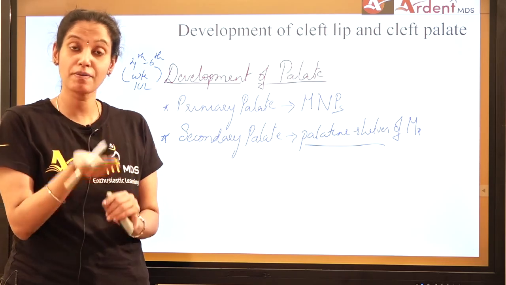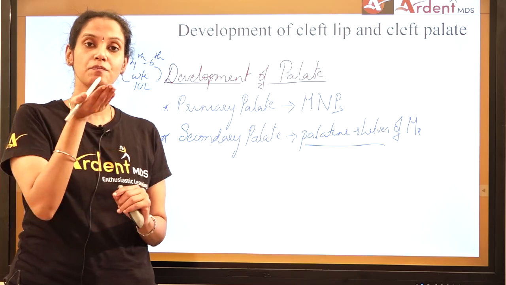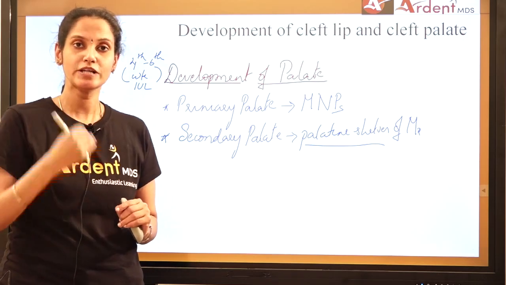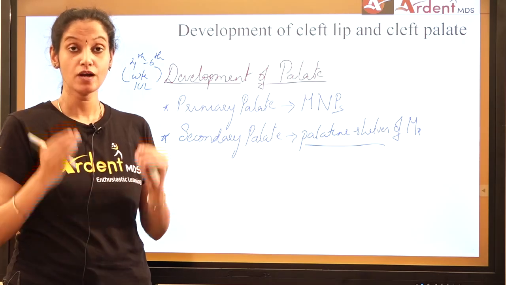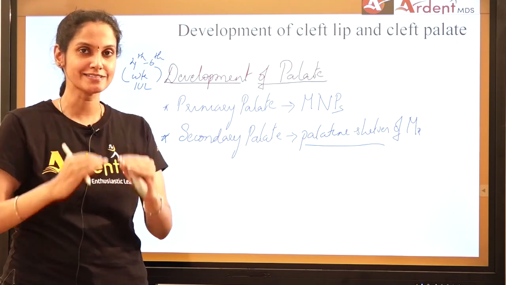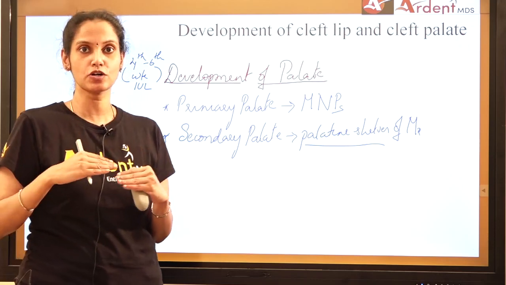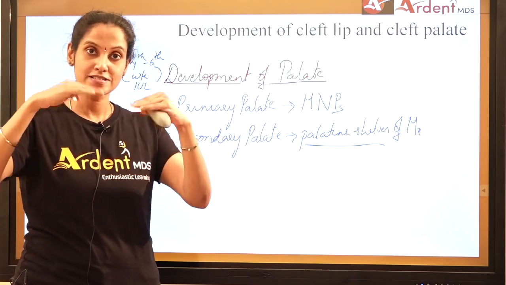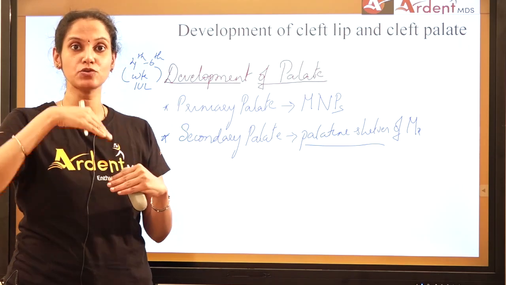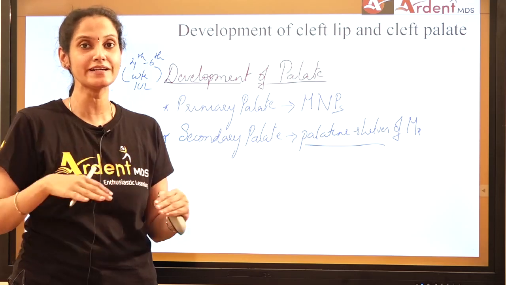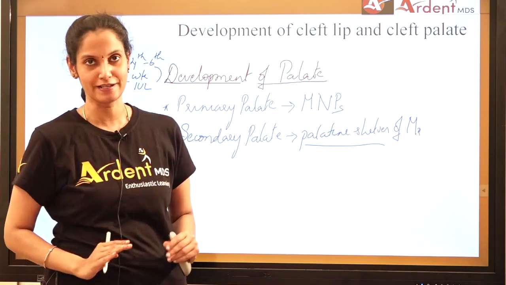Now, this space is occupied by the higher position of the tongue. With the growth of the mandible, what happens? The tongue descends down, letting the two palatine shells rotate to a horizontal position and start their fusion from the anterior to the posterior direction, completing the formation of the secondary palate.